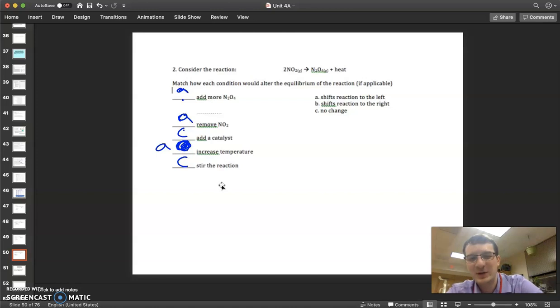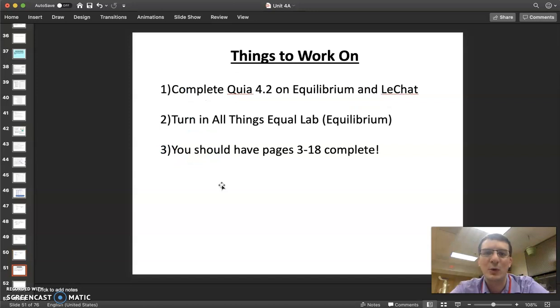So it's a little bit of a challenging concept. You need to think about equilibrium and balance and how if you change one side, it's going to want to go to the other side to try and fix it somehow. So things to work on, there's the KIA that looks at equilibrium and Le Chatelier's principle. He's the guy who came up with this. If you mess it up, it tries to fix it.